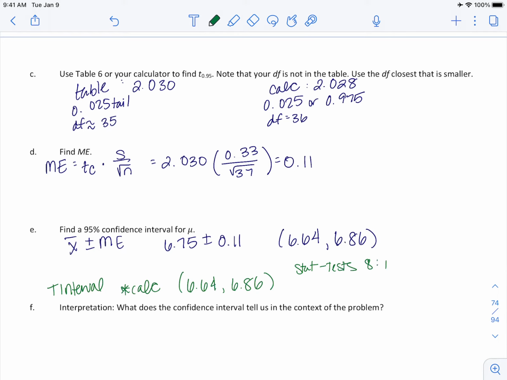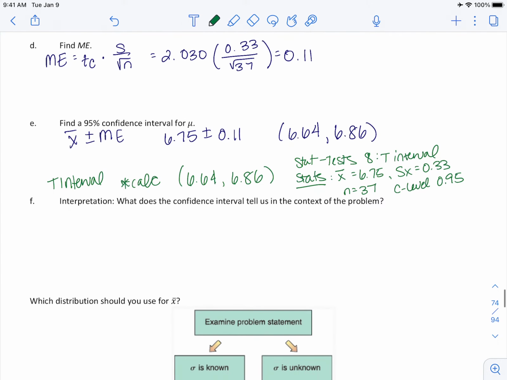Okay, to do this one, again, we do stat, tests, we're doing 8, the t interval. But in this case, we have to choose stats because we did not enter data. And so your x bar is 6.75, your s sub x is 0.33, your n equals 37, and then your confidence level is 0.95, and then you hit calculate.